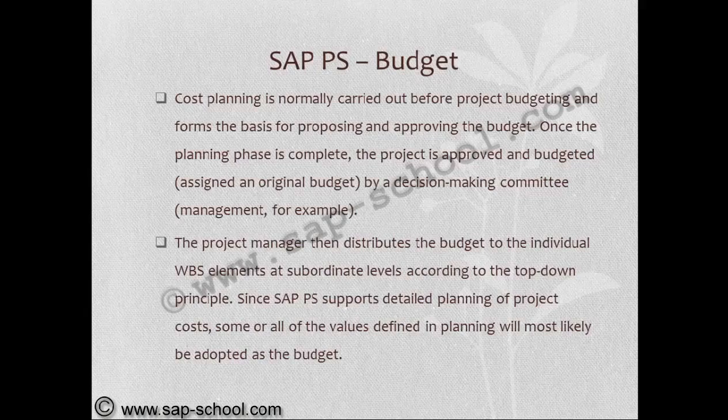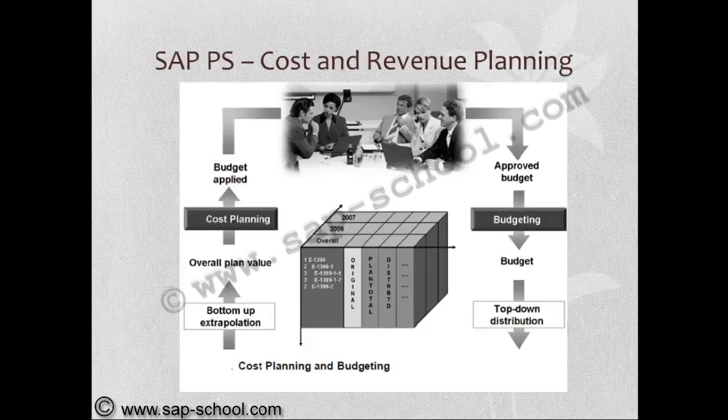The project manager then distributes the budget to the individual WBS elements at subordinate levels according to the top-down principle. Since SAP PS supports detailed planning of project costs, some or all of the values defined in planning will most likely be adopted as the budget. So if we consider the budget, the cost planning, whatever we have done, bottom-up extrapolation, will take place with the help of the overall plan value. Then the budget will be applied based upon that.